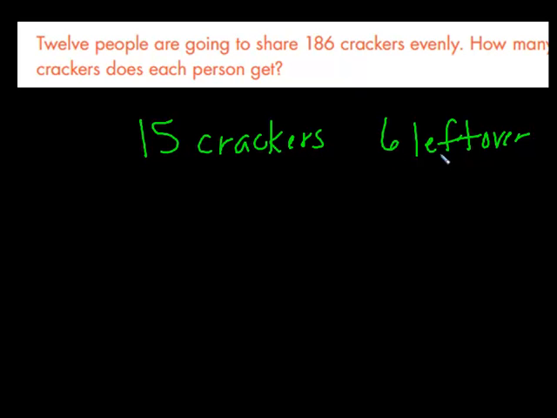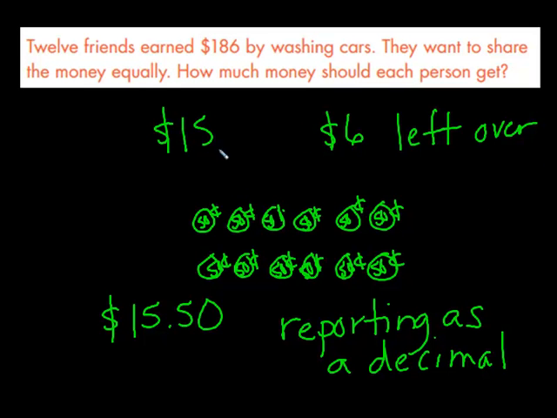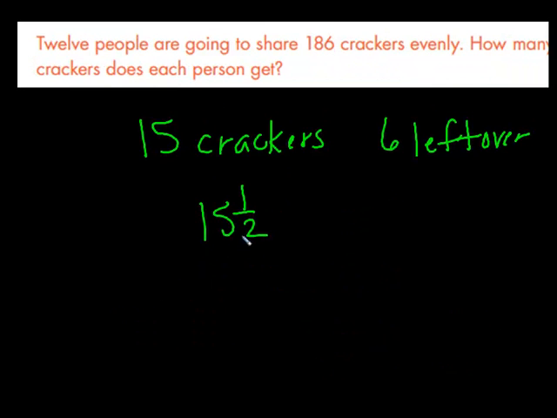So we have these 6 left over, and there's no one that we want to give an extra one to, because it says they're going to each get the same amount. So we're going to take those 6 crackers and break them into half. So everybody's going to get 15.5 crackers, because it's that same illustration from back here. We know that 50 cents is half of a dollar. So now instead of reporting as a decimal, we're going to report it as a fraction, which is what we were practicing on our video with division, is reporting as fractions.